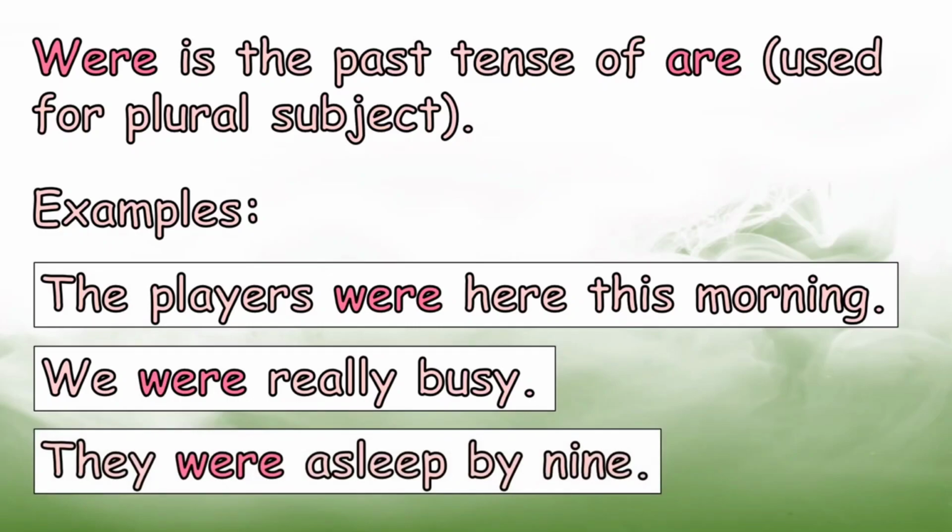Another example. They were asleep by 9. Our subject here is they, and they is a plural pronoun. That is why we're going to use were. They were asleep by 9.